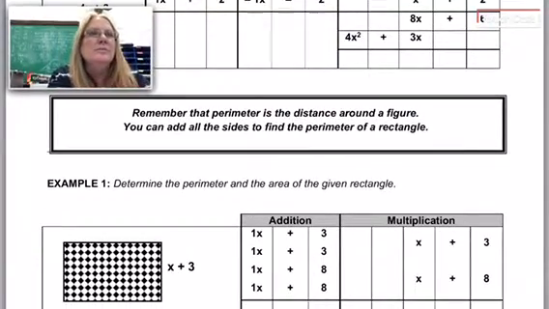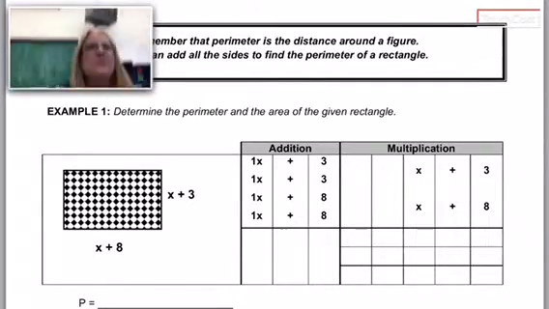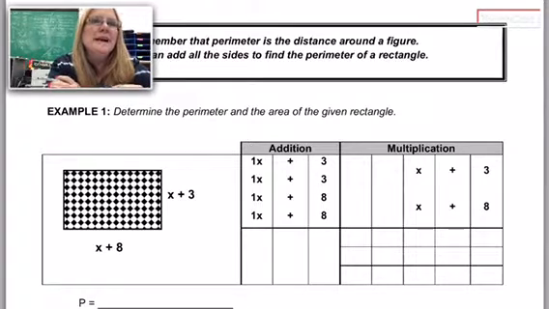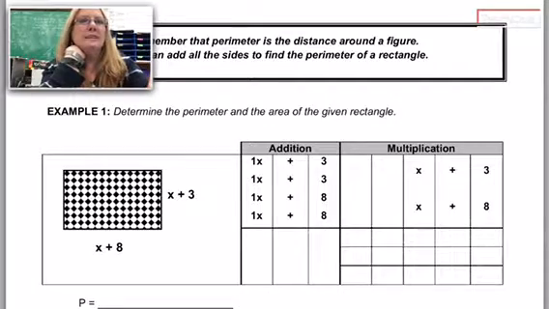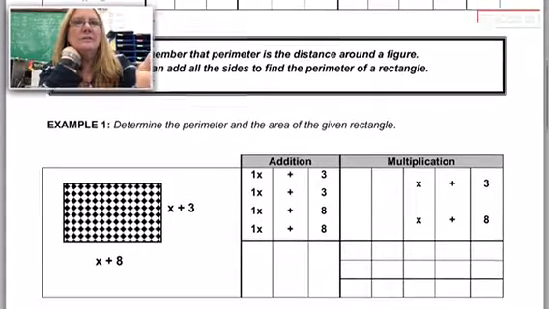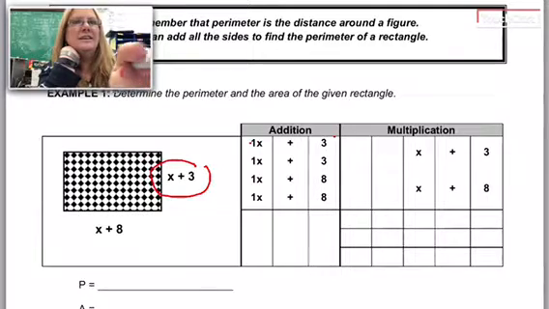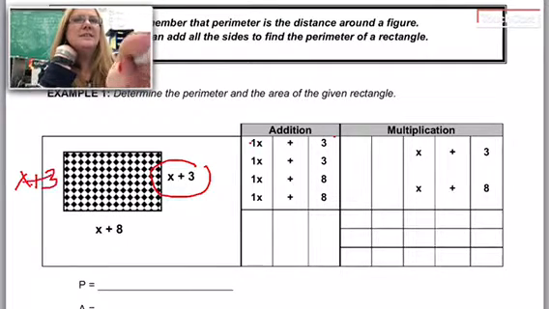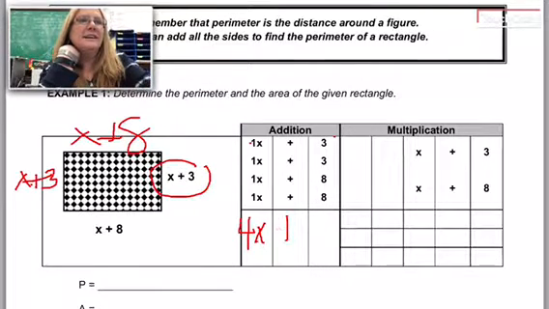So remember that perimeter is the distance around the figure, and you can just add up all the sides to find the perimeter of a rectangle. So here in example 1, we have a rectangle. So what they want to do is find the perimeter and the area. So perimeter is you add up all the sides, and so they have written it here, x plus 3, so that's 1x plus 3, and then the other side is x plus 3, and then x plus 8.